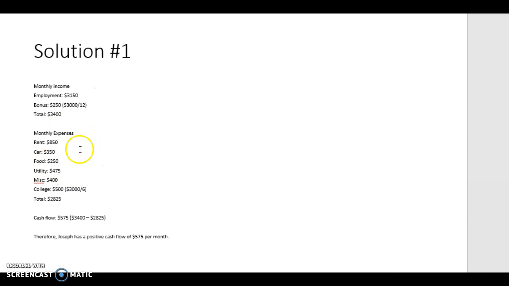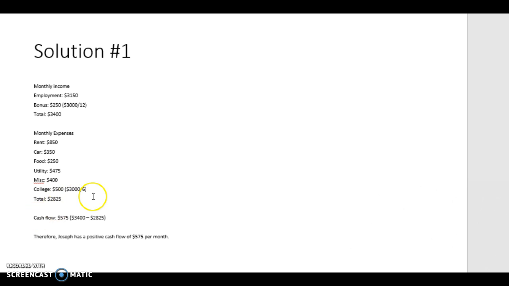Alright, so what are his monthly expenses? Well, rent was $850, the car was $350, food was $250, utilities was $475, miscellaneous was $400. The college, we need to convert that to a monthly amount. He pays $3,000 twice per year, so that's once every 6 months. So we can take one of those payments, the $3,000, divided by 6 months to get our $500. So that's a total of $2,825, which leaves him a positive cash flow of $575.